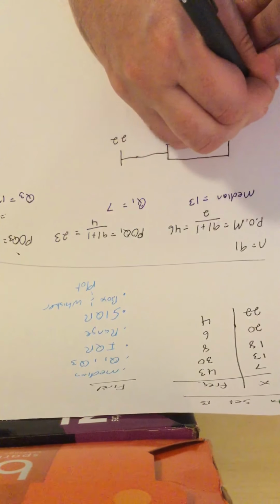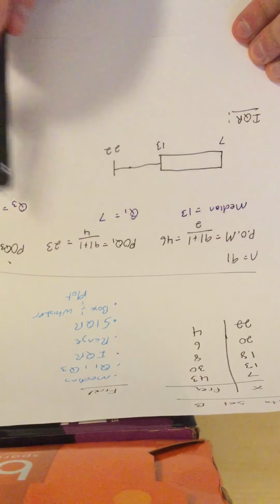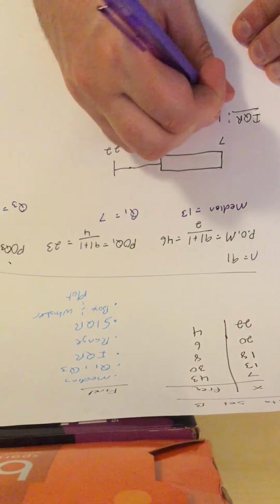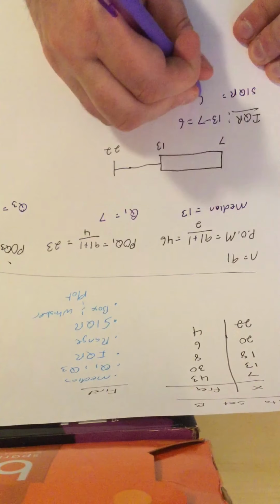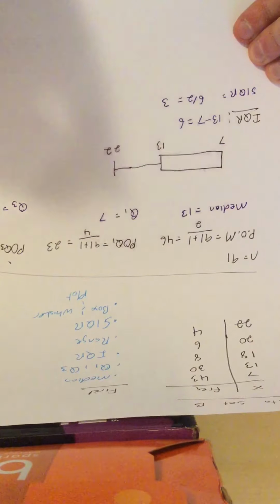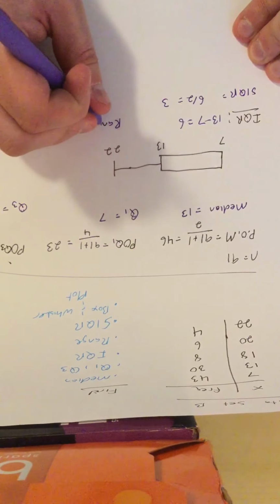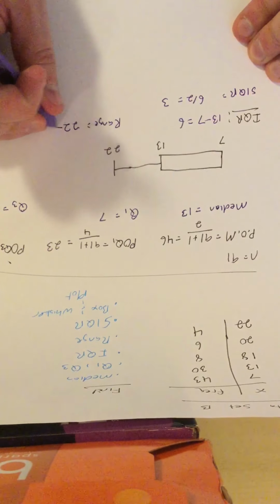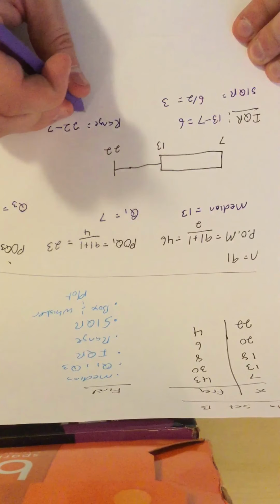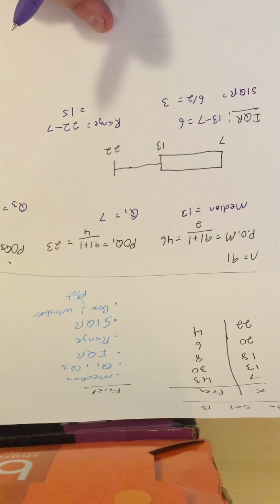Very quickly, the other things I asked for. The interquartile range is going to be Q3 minus Q1, which would be 6. The semi-interquartile range would be 6 over 2, which would be 3. And the range is going to be the highest minus the lowest, which is going to be 22 minus 7, which is 15. And that is all the possible values for that. And we'll stop the video over there.